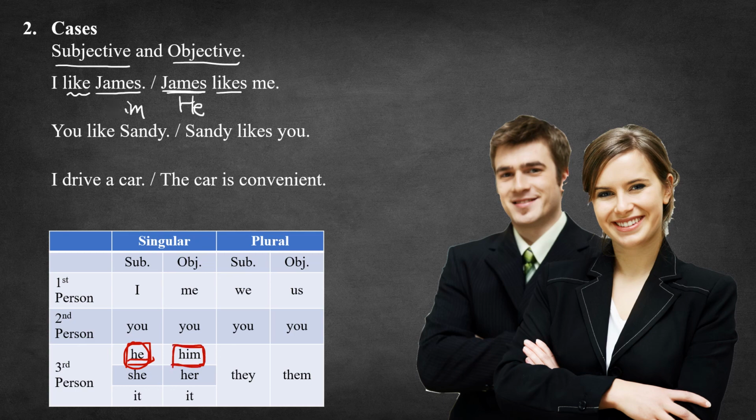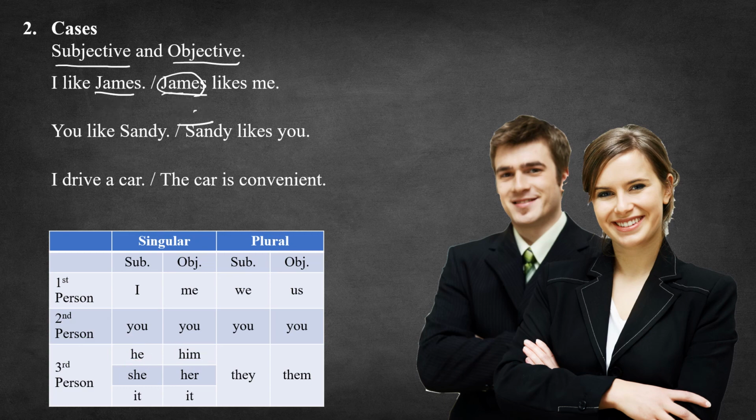Which means you cannot say I like he. He is subjective. It cannot come to an objective location. You cannot say him here because him is objective and this is a subjective position. So you cannot put objective in subjective position.